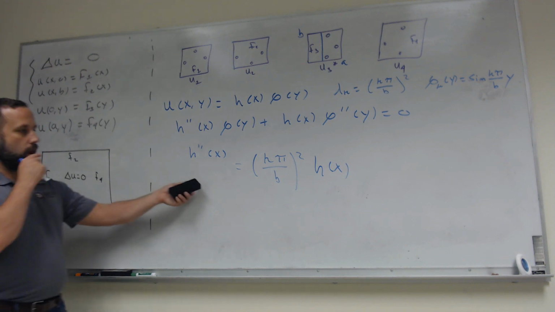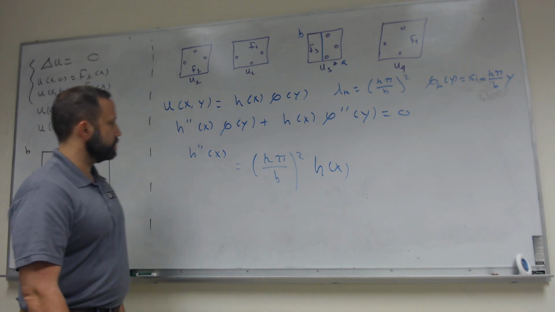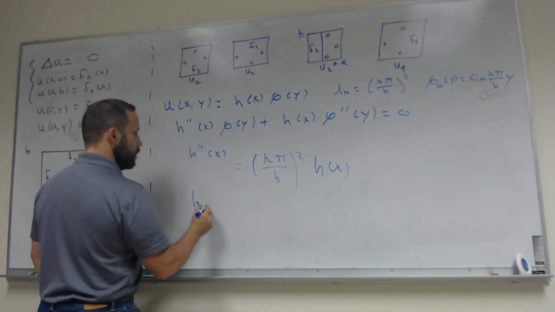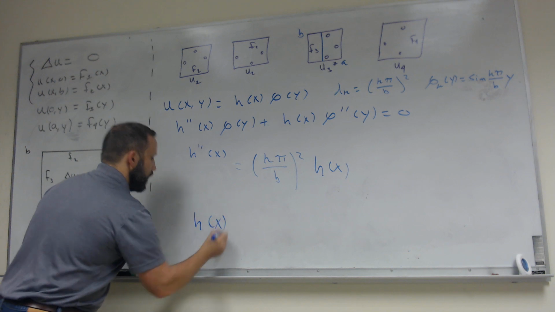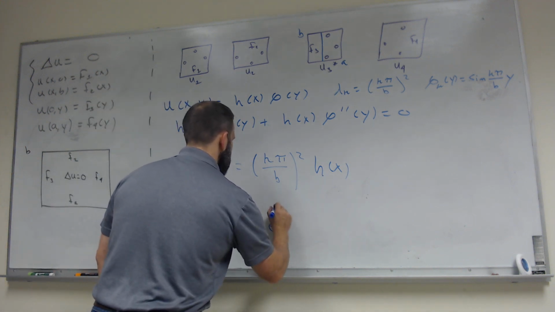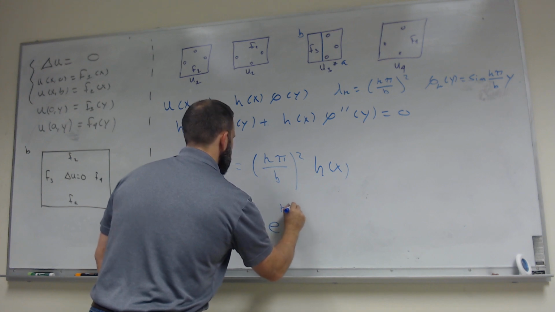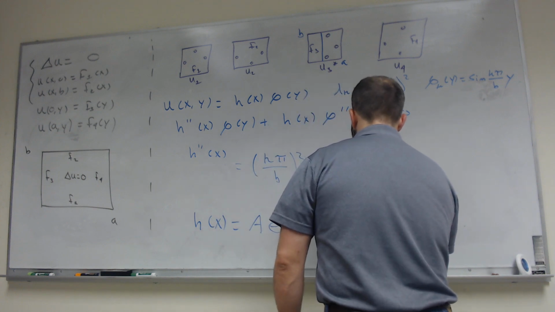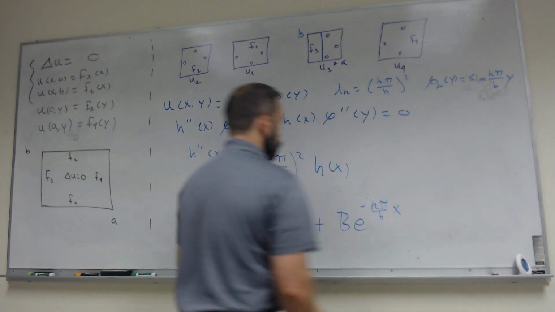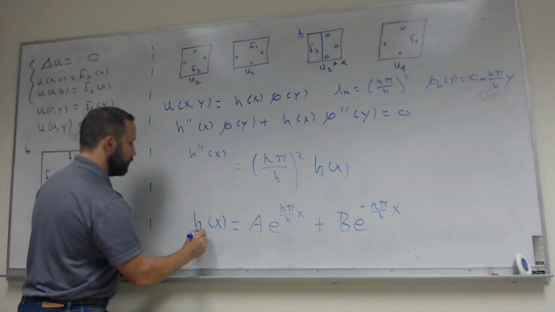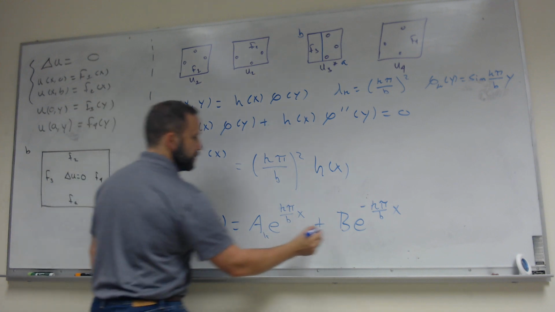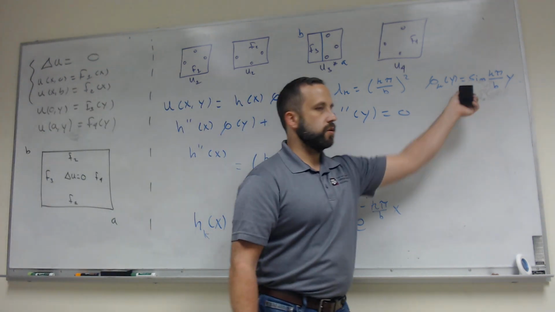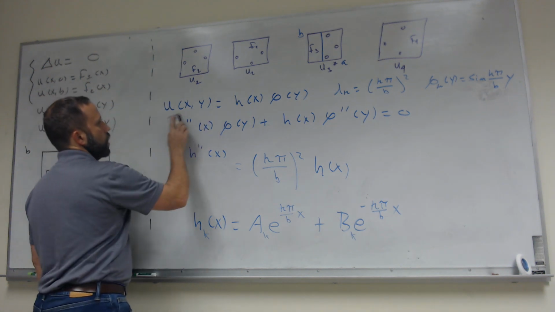Okay, so again, h double prime equals positive times h of x. So the general solution is going to be h of x is equal to a e to the k pi over b x plus b e to the minus k pi over b x. And there's going to be a different one for every integer, so I'll just go ahead and index these. And now our solution is going to be a series of these solutions times these solutions. So those are going to be the product solutions. And that's what I'm going to write now.